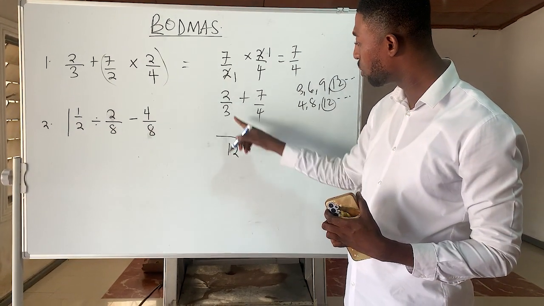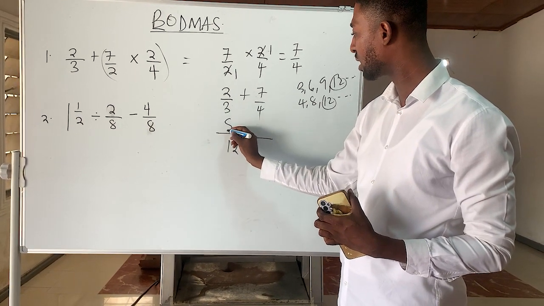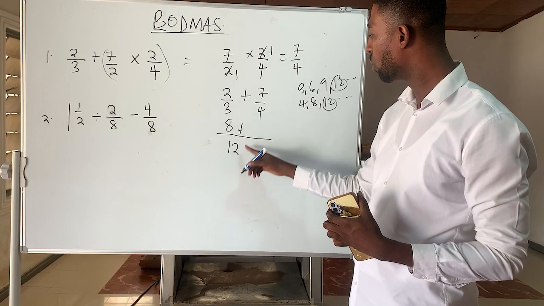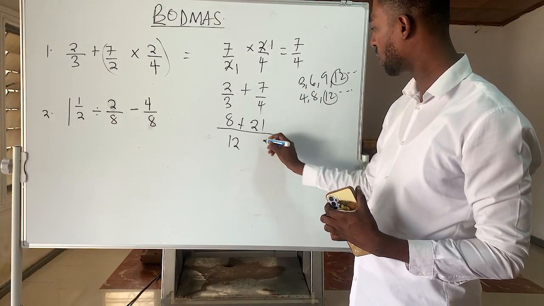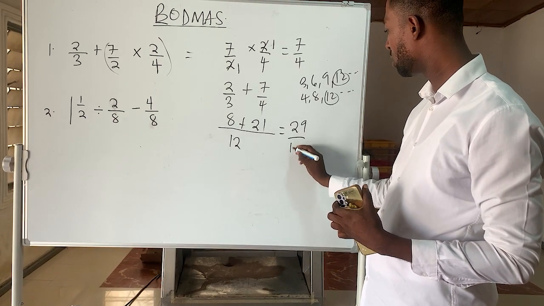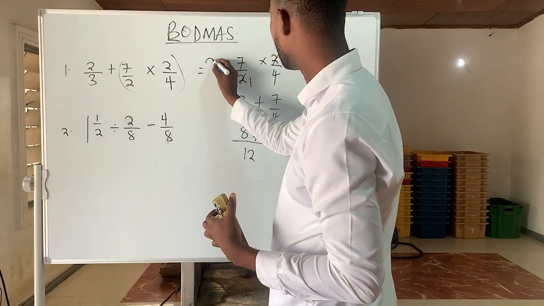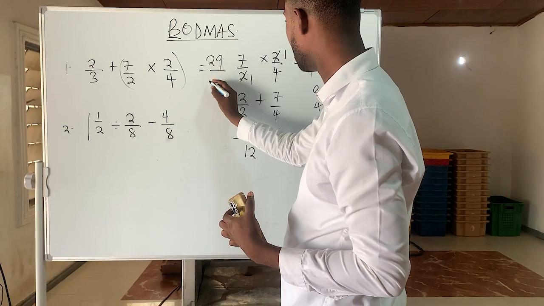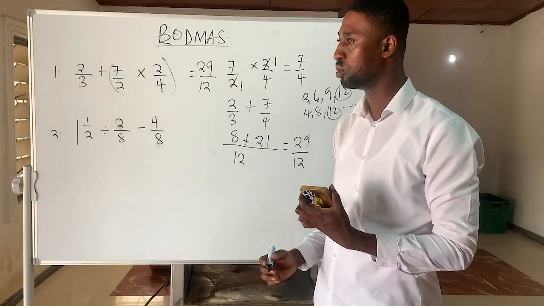3 will go into 12 4 times. 4 times 2 is going to give an answer of 8. 3 will go into 12 how many times? 4 times. Sorry, 3 times 7 is 21. So we are going to have 29/12. So the final answer becomes 29/12. Now let's move on to question 2.